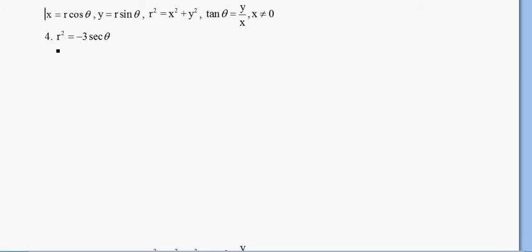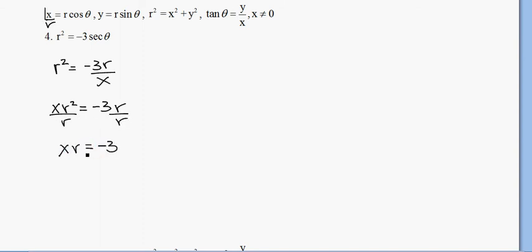Okay, so we have r squared is equal to x squared plus y squared, and secant is just going to be the reciprocal of x over r, so r over x. So we have r squared is equal to negative 3 times r over x. I'm going to cross multiply, so I get x r squared is equal to negative 3 r. I'm going to get rid of one of my r's. So I get x r is equal to negative 3. Then I'm going to solve for r. Here's a little trick here.